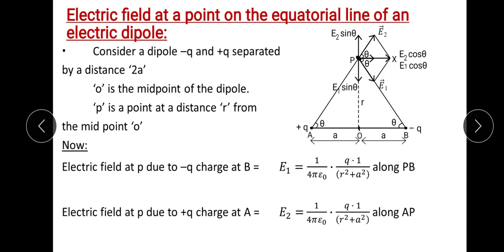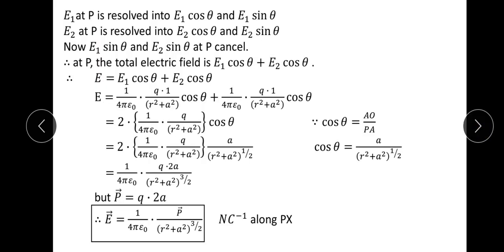Now, by looking at the diagram, you can clearly say that E2 sin theta and E1 sin theta are opposite vectors. They cancel each other. But at point P, the two vectors E2 cos theta and E1 cos theta are acting in the same direction. Therefore, they get added up. So, the net electric field at point P will be E1 cos theta plus E2 cos theta. That is what we have written here: E1 cos theta plus E2 cos theta.